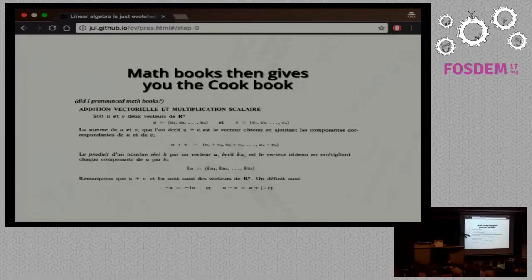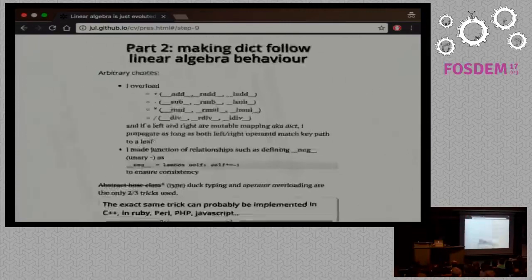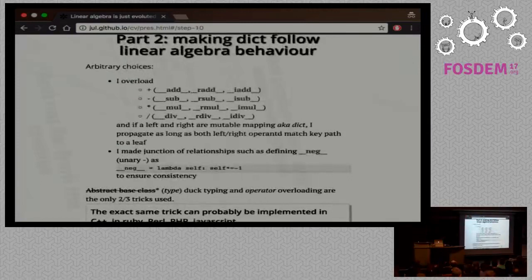Anyway, you've got U plus V, that is supposed to look like this, and the multiplication by a scalar that is looking like this, and this one is important. You will see I'm going to cheat in the implementation. How do we do an implementation that is very naive, which I am. So what I did is I propagated the plus on the right side, like it's written in the books.